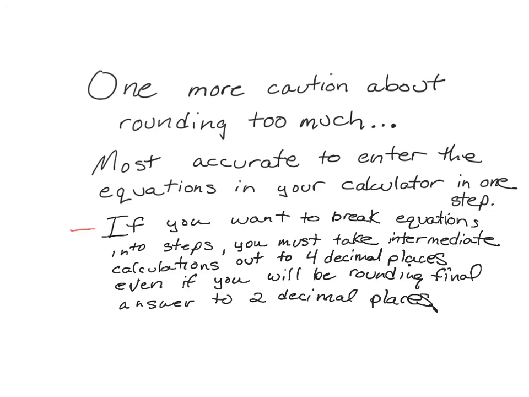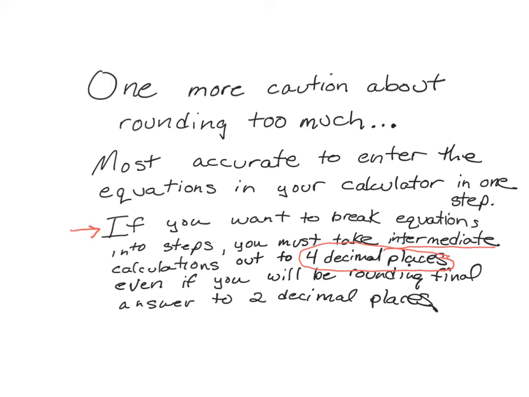If you do want to break the equation down into steps, for example, do the numerator first and then the denominator, and then divide in a next step, you must take the intermediate calculations out to 4 decimal places. Okay? What I mean by that, if you're going to do the numerator and denominator separately, you need to take the numerator out to 4 decimal places and then take the denominator out to 4 decimal places. You need to do that even if you're going to be rounding your final answer down to 2 decimal places.